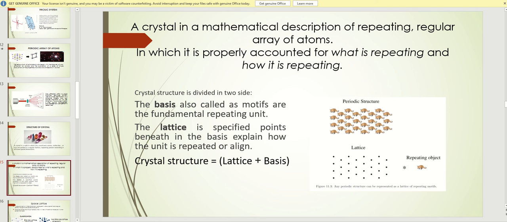So the crystal structure is divided into two. The bases, also called motifs, are the fundamental repeating units. The lattice is the specified points beneath the bases explaining how the units are repeated in a line. Crystal structure is equal to lattice plus bases. So, as you can see in the image here, this is the repeating object, which you could call the basis, and this is the lattice, where it has alignment and formation.